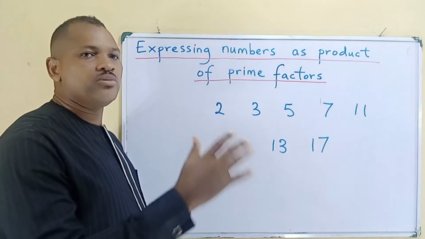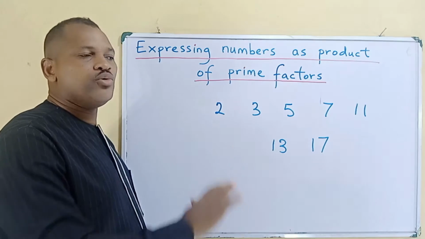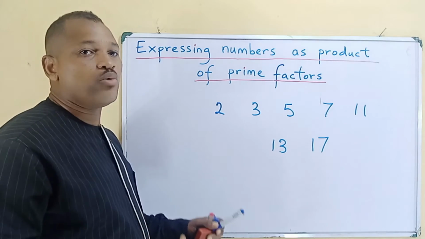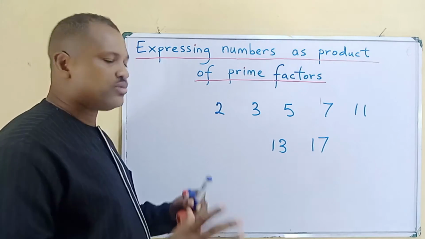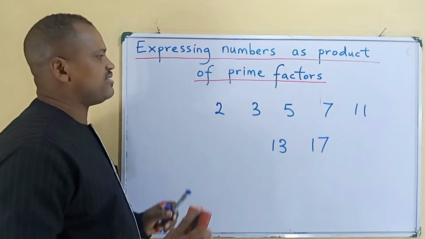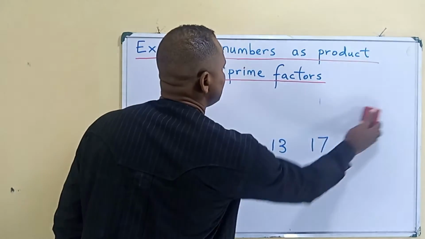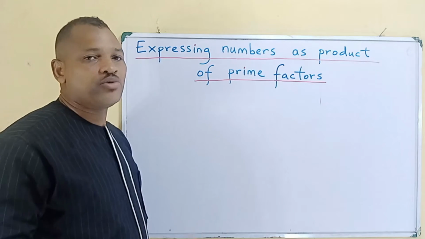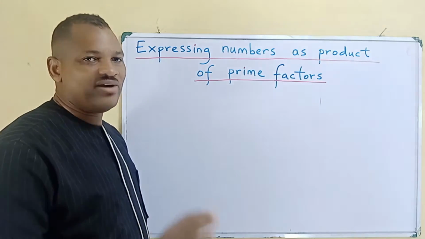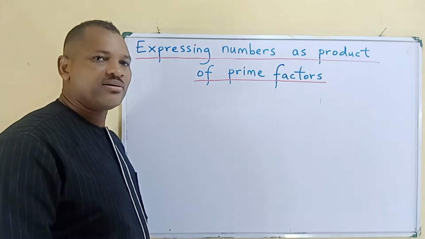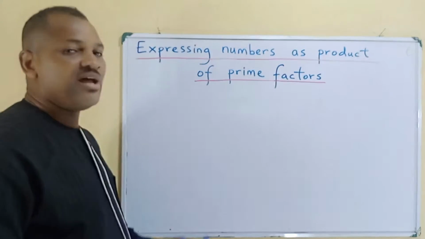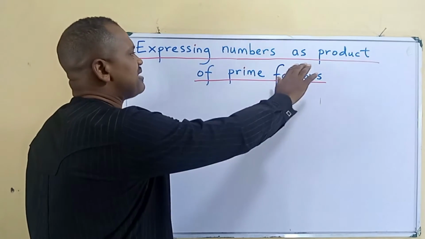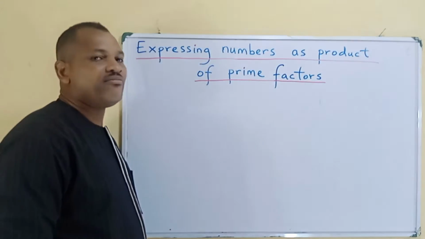I will suggest that you look at the videos where we took time to talk about prime numbers, and I even listed prime numbers between 1 and 100 in that video. So take time and watch that video. So that is it for now. Prime numbers are simply numbers that have two factors. Only two numbers can divide them, and those two numbers are 1 and themselves. Now, having said that, let's go into expressing numbers as product of prime factors.